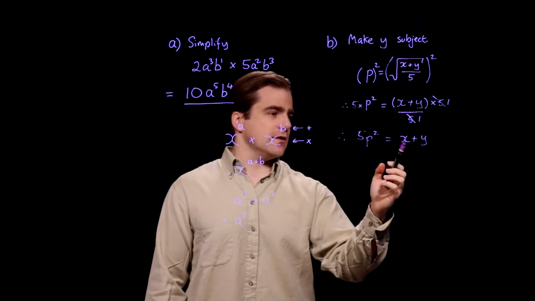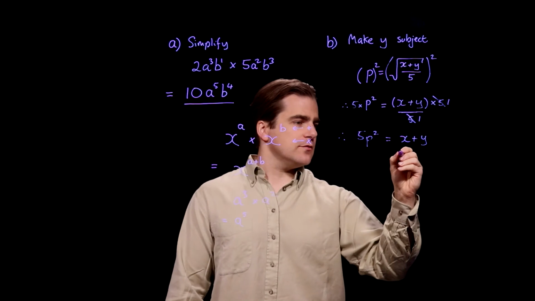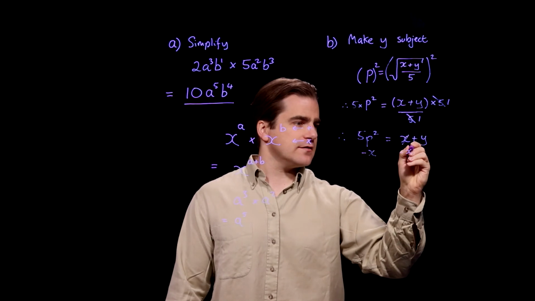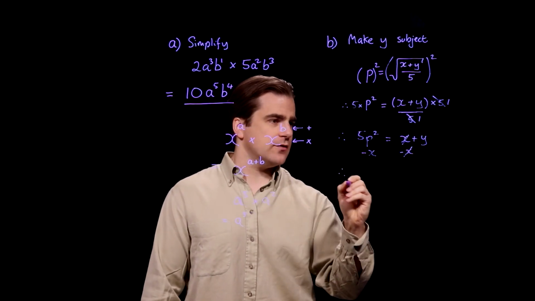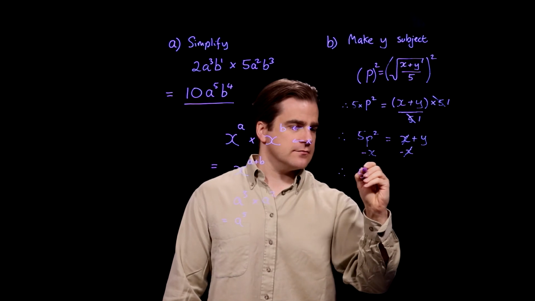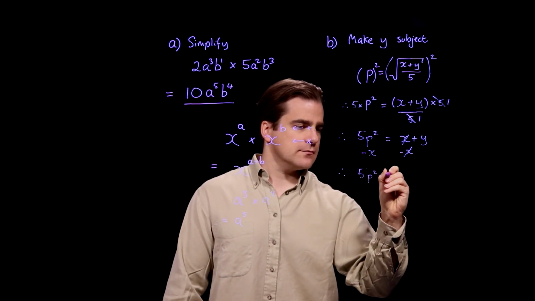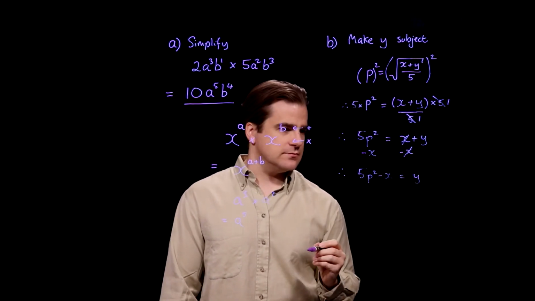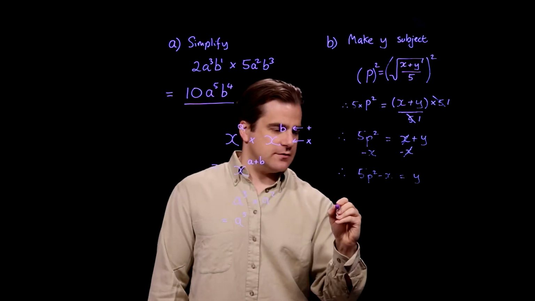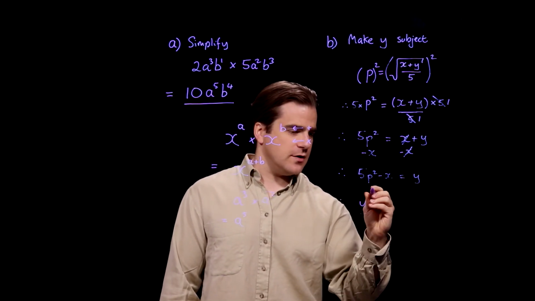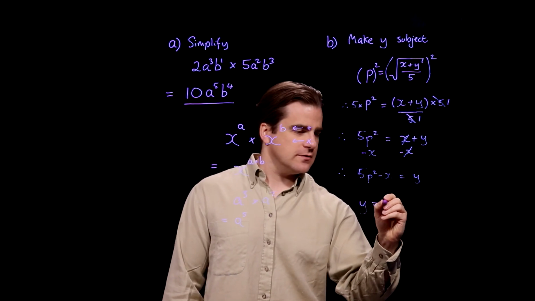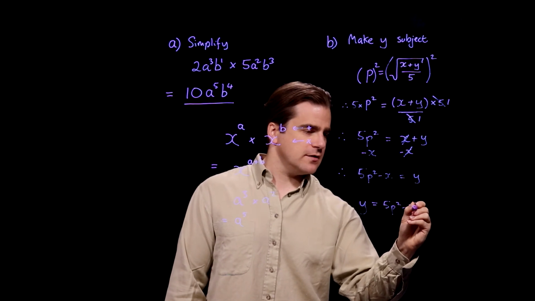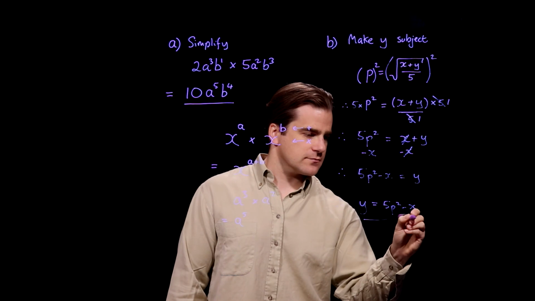Right, make y the subject. So we've got to get the x over here. So we subtract x from both sides. Plus x minus x is 0. Therefore, 5p squared minus x is equal to y. Done it. And just for neatness, present your final answer as y equals 5p squared minus x. There it is.